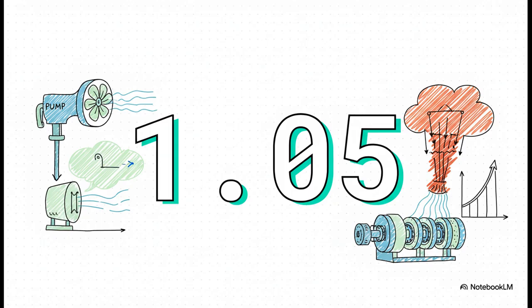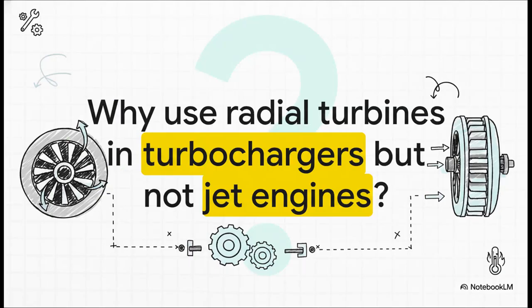A pump moves liquid, easy. A fan moves gas, but only gives it a small pressure bump, not enough to really change its density. A compressor, though, that's when you start squeezing the gas hard enough to matter. And the magic number is 1.05. If the density of the gas increases by more than 5% from the inlet to the outlet, congratulations, you've officially got yourself a compressor.